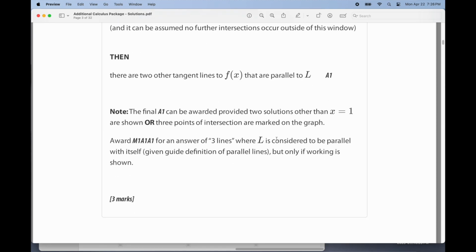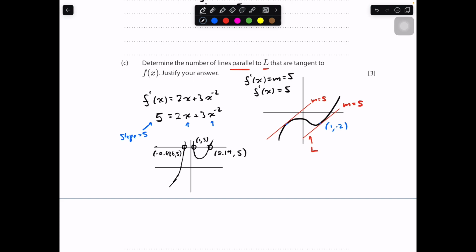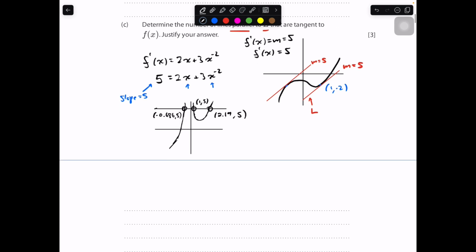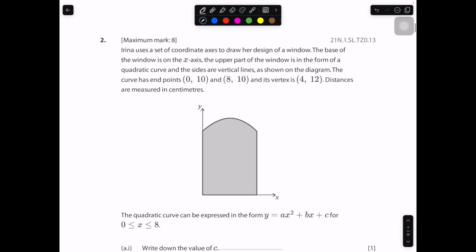Alright. Okay, let's go back to the document then. Alright, question 2. Irina uses a set of coordinate axes to draw her design of a window. The base of the window is on the x-axis. The upper part of the window is in the form of a quadratic curve, and the sides are vertical lines as shown on the diagram. So here's the base of the window, here's the upper part of the window. The curve has endpoints (0, 10), (8, 10), and its vertex is (4, 12).